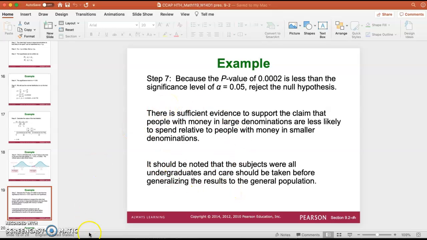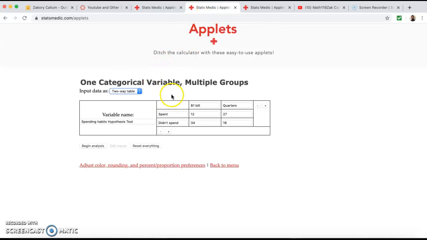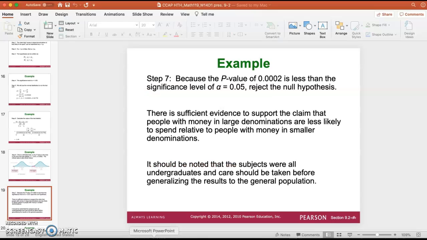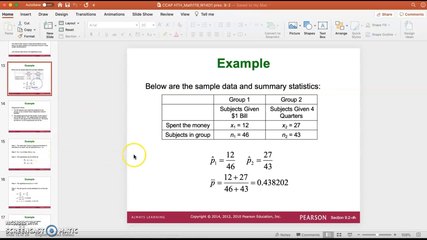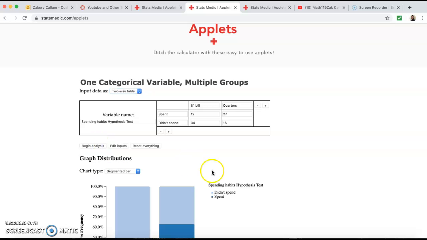And now I'm going to show you how you can do that same thing on the applet. So you'd have to just type in all the information there and save some time. I typed it in right here. Now, a trick that you have to do with the applet is you don't type in the number of successes and then the total like we had in that first table. What you type in instead is the successes and then the number of failures. So 12 and then 46 minus 12, so 34. And then for the other category for quarters, the 27 successes and then 43 minus 27, you had 16. You can click Begin Analysis.